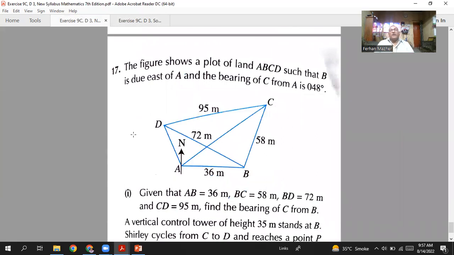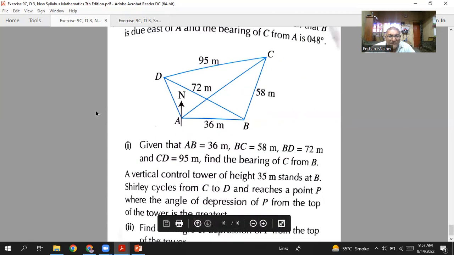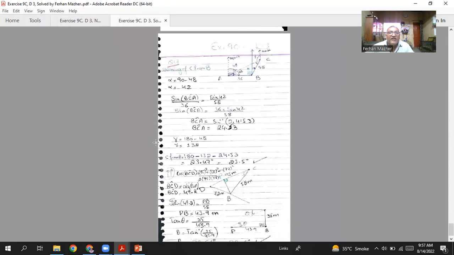He says the figure shows a plot of land ABCD such that B is due east of A. So this angle here is 90 degrees, and the bearing of C from A is 48. This angle here, from north to this AC line, is 48. Given that AB is 36 meters, BC is 58 meters, BD is 72 meters, and CD is 95 meters. Find the bearing of C from B. That's the first question.